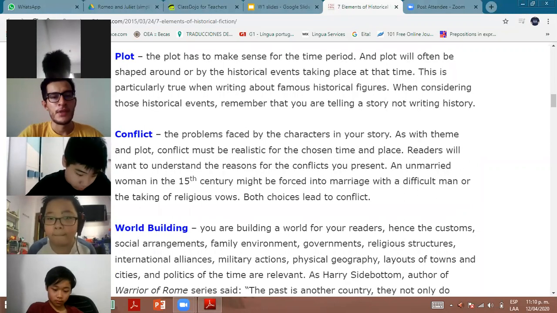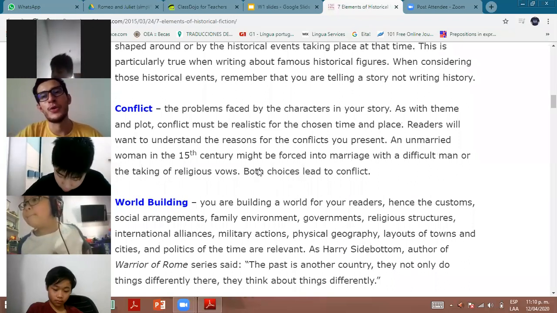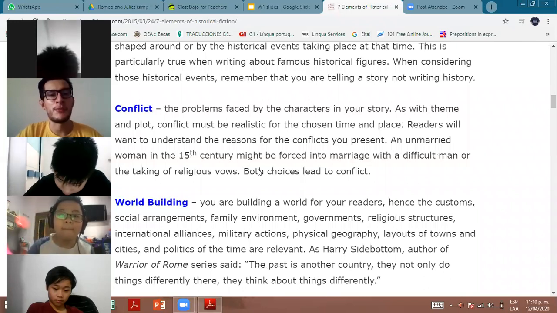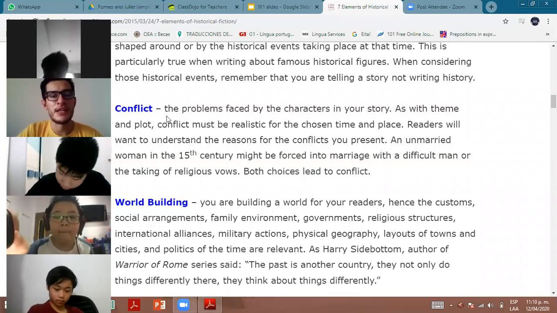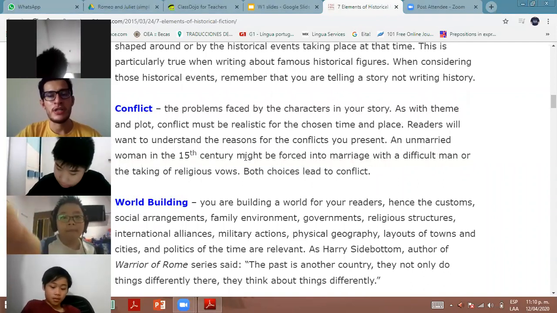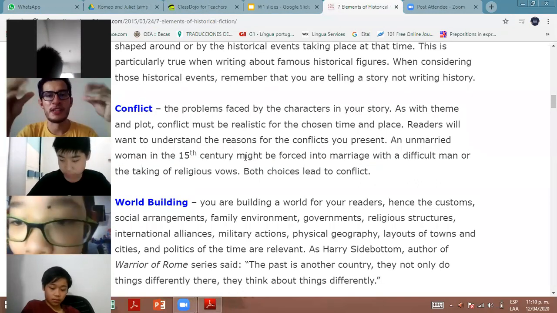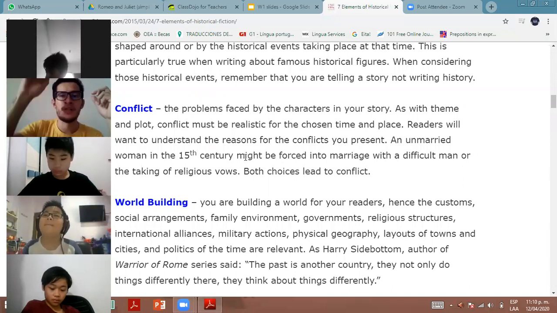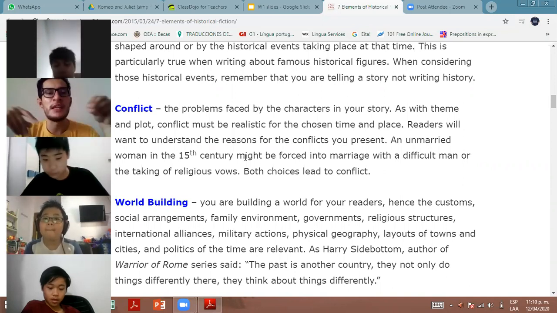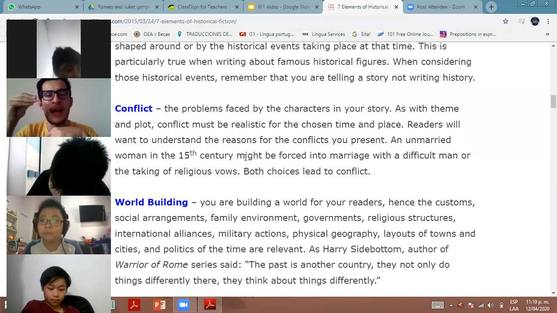Okay, and now we have the conflict. So it's the action of the books. It's the most interesting part of the books. So it's the different problems, the different actions that the story has. So it's combined with the theme and the plot, and then they create a conflict, a climax. You remember the climax of the pyramid. So the conflict could be realistic or could be imaginary, but it's like the main action in the books.